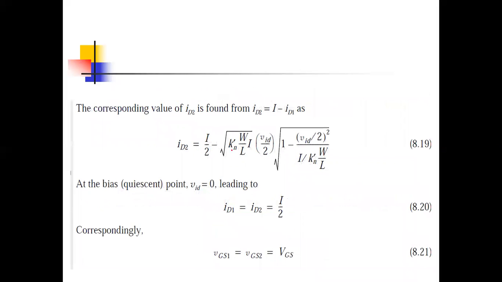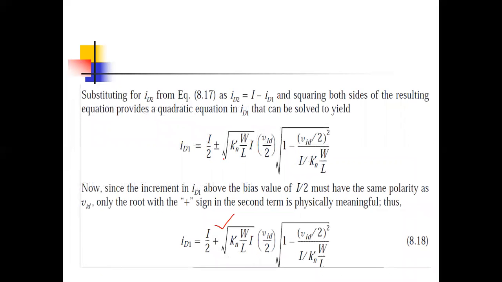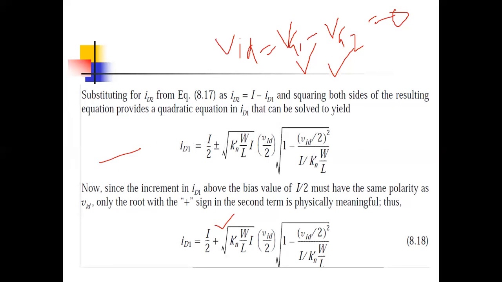So now for these two currents, if vid equals to 0, the current should be half. Vid equals to 0 means, what was the vid? Vid was vg1 minus vg2. If we are talking about vid equals 0, it means when both inputs are the same. When both inputs are the same, both currents should be the same. And the total current is I. So both currents are the same means both currents should be I by 2 plus I by 2.